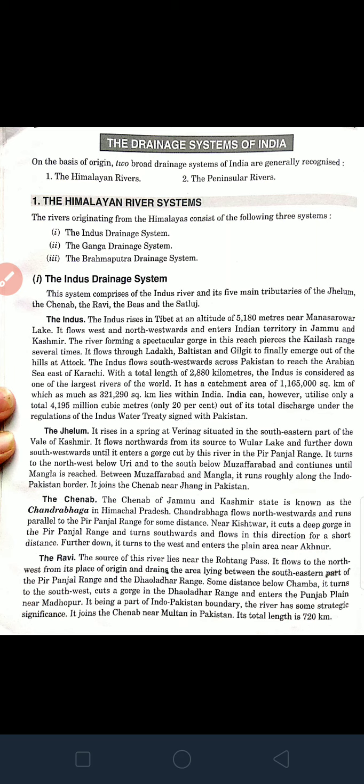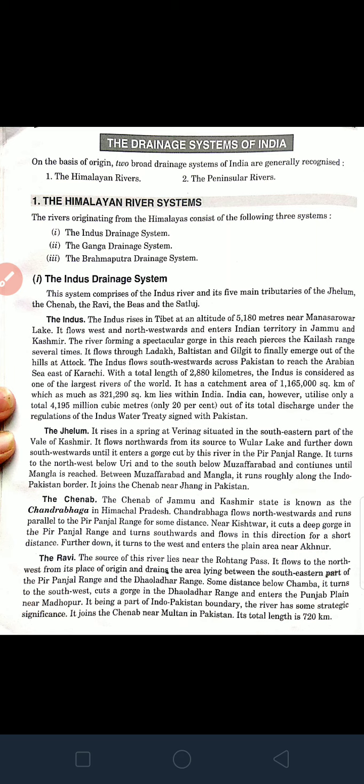Then comes the Ravi River. The source of this river lies near the Rohtang Pass, and it flows to the northwest from its place of origin and drains the area lying between the southeastern part of the Pir Panjal range and the Dhauladhar range. Some distance below Chamba, it turns to the southwest, cuts a gorge in the Dhauladhar range, and enters the Punjab plain near Madhopur. For understanding the routes of these rivers, you better look at the maps, so you can understand the course of the river.